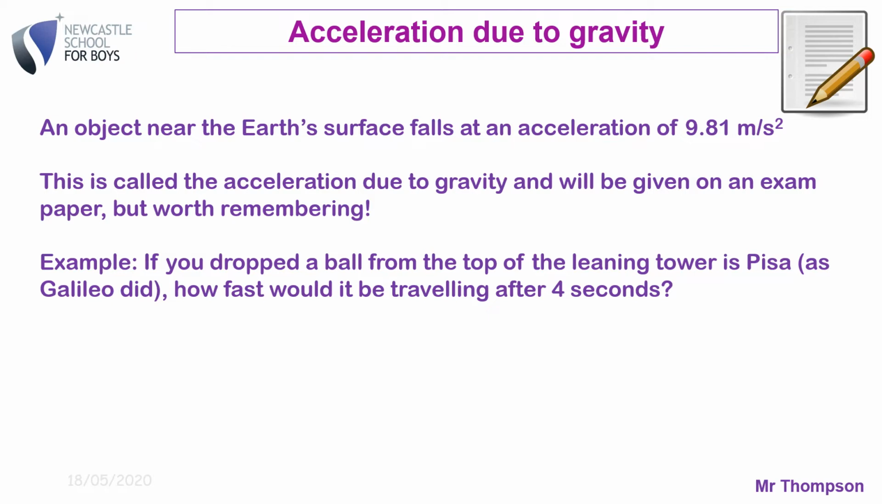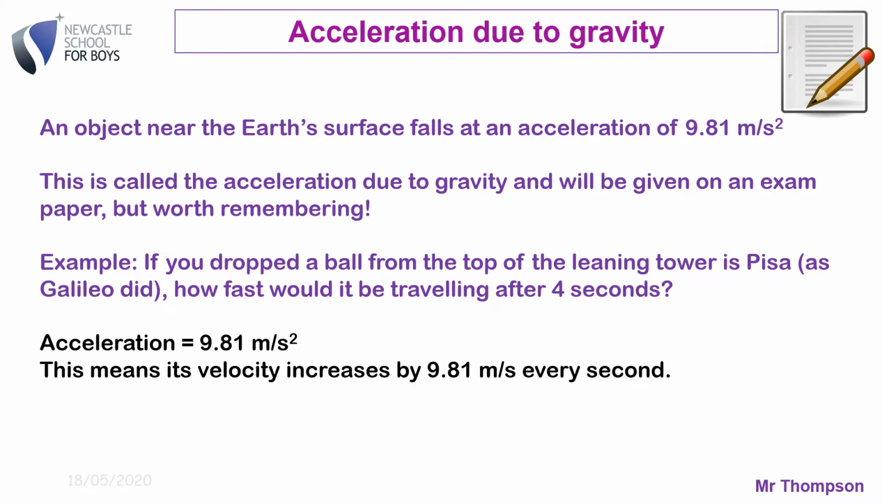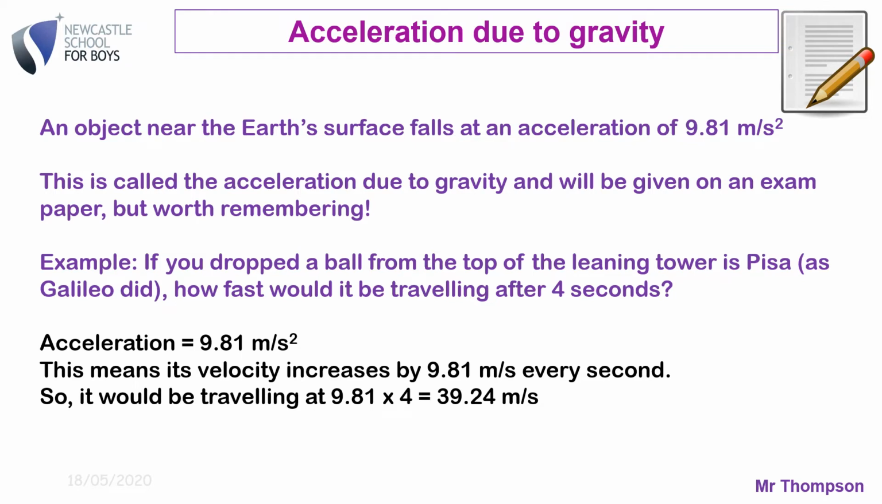But worth remembering. Example, if you dropped a ball from the top of the Leaning Tower of Pisa, as Galileo did, how fast would it travel after 4 seconds? The acceleration is 9.81 meters per second, not per second squared. So it means that every second it increases by 9.81. So after 4 seconds, it will be traveling at a speed of 39.24 meters per second.